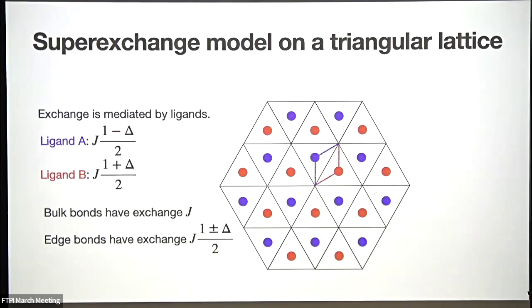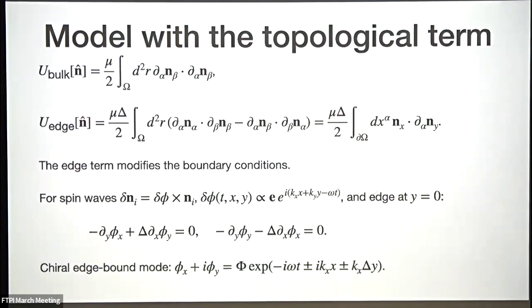It doesn't matter in the bulk because every bond in the bulk has two paths, the blue one and the red one, so they will add up to J. But at the edge, they will add up only to a fraction of J. And so you can see how this has an edge term. So if you analyze this model, then you can obtain the field theory that contains a bulk term like this and an edge term like that.